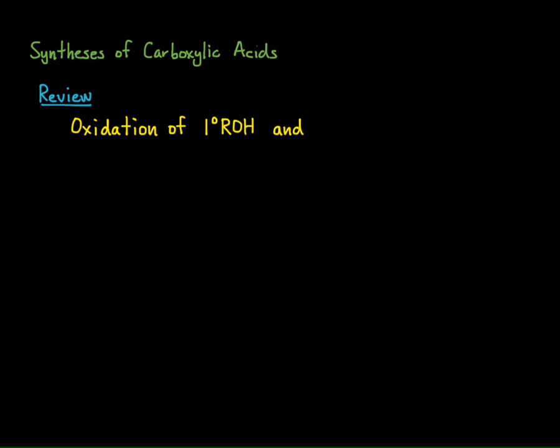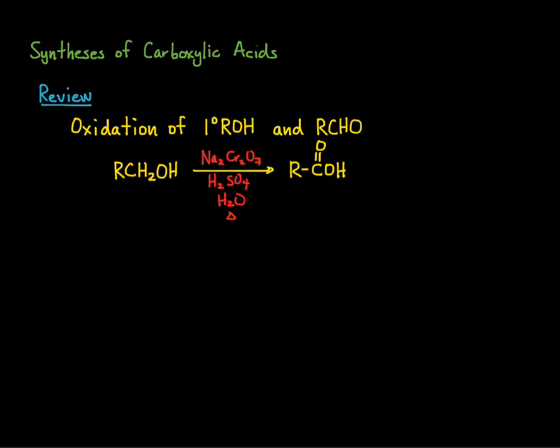So one of the first reactions that we learned is oxidation of primary alcohols. And of course, we can also oxidize aldehydes to carboxylic acids. So if I take a primary alcohol and treat it with dichromic acid, so sodium dichromate, sulfuric acid, water, and heat, this oxidizes it completely to carboxylic acid. We've already seen this reaction, and there are actually a myriad of reagents that we could use to oxidize primary alcohols to carboxylic acids.